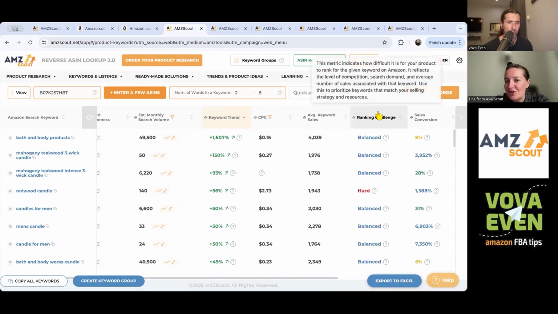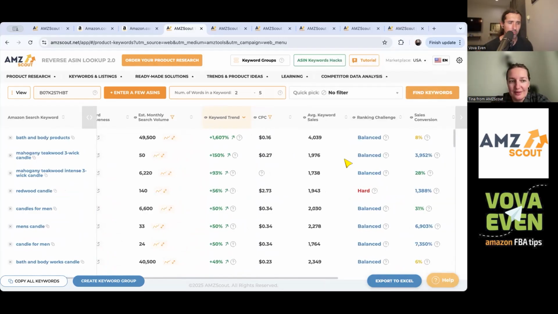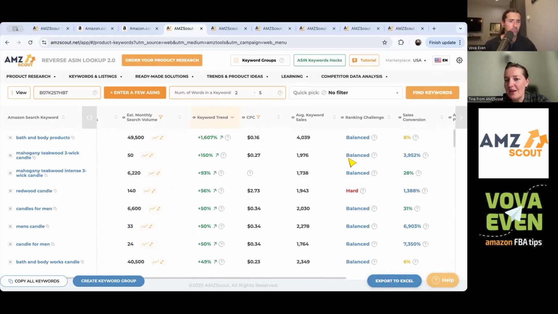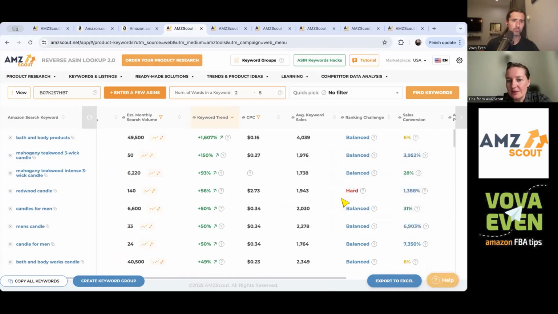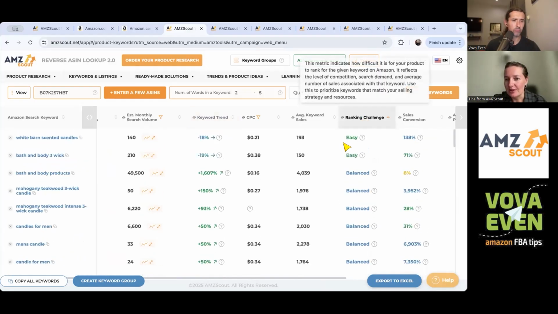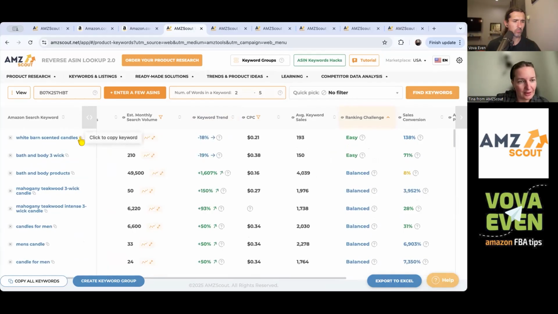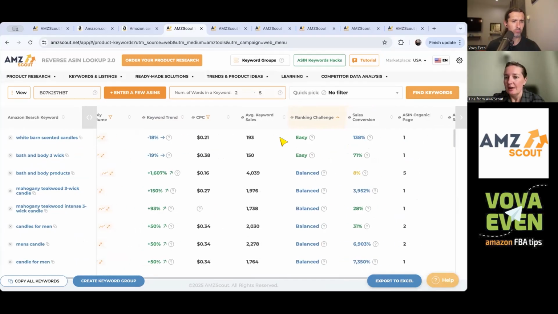We have a ranking challenge kind of ratio, let's say. So there's a balanced one. There's a tooltip for each of them. A hard sign, which means that it's quite hard to rank for the keyword redwood candle. So you can sort. And the easy ones, like we consider that these two keywords are not really hard to rank for, white barn scented candles, for example.